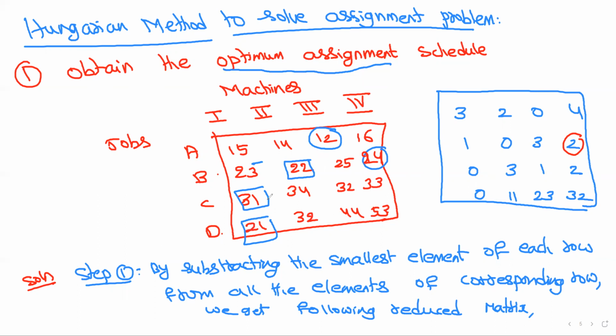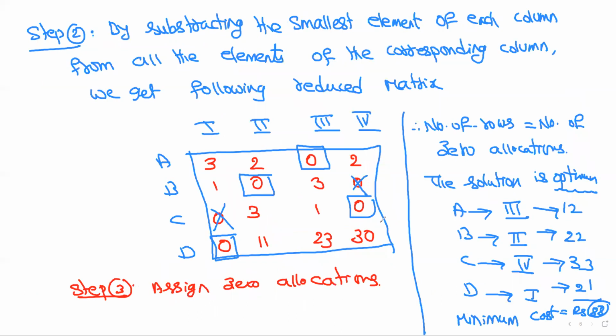Now step 2 is to do it column wise. In the first column, what is the least element? 0. We subtract 0 from each element, so there is no change. In the second column, the least element is 0, no change. In the 3rd column, the least element is 0, no change. In the 4th column, the least element is 2, so we subtract 2 from each element. We got this. So the row operation is over, the column operation is over.